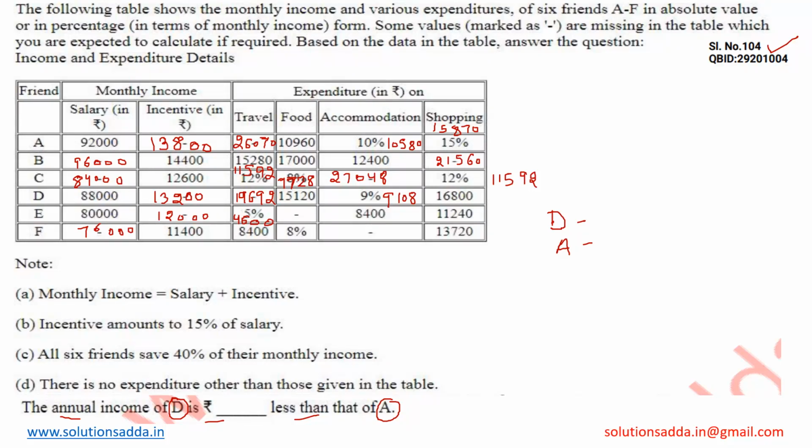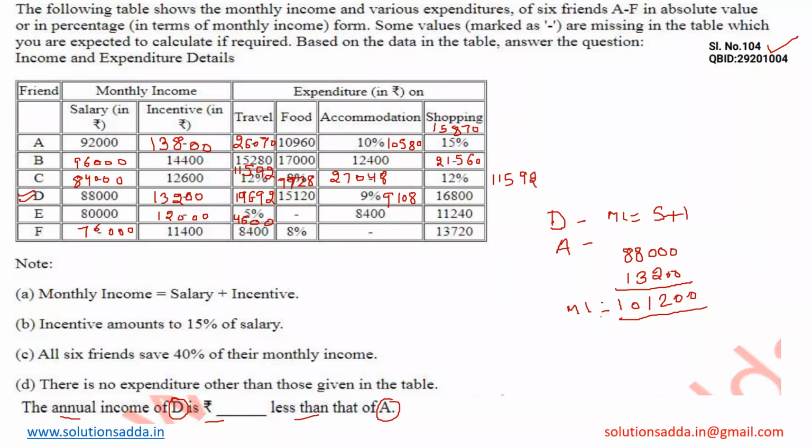How can we calculate the monthly income of D? The monthly income of D equals the salary amount plus the incentive amount, and for D the salary amount is 88,000 and the incentive amount is 13,200. From this table you can check these values, 88,000 and 13,200. So by adding these values we will get the amount 1,01,200. This is the amount for 1 month.